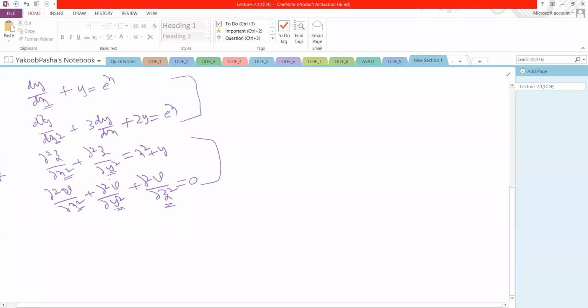So we can classify or divide differential equations into two types.